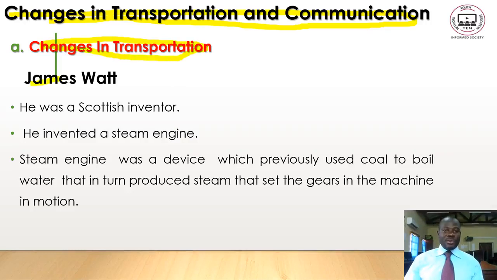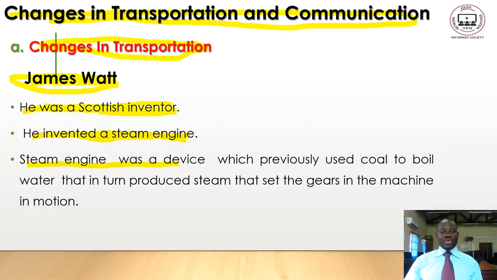So here we are going to talk of James Watt. We already mentioned James Watt, but here we are going to talk about the details about him. He was a Scottish inventor. He was from Scotland. People from Scotland are called the Scottish. So he invented the steam engine. He was the one who started making the steam engine.